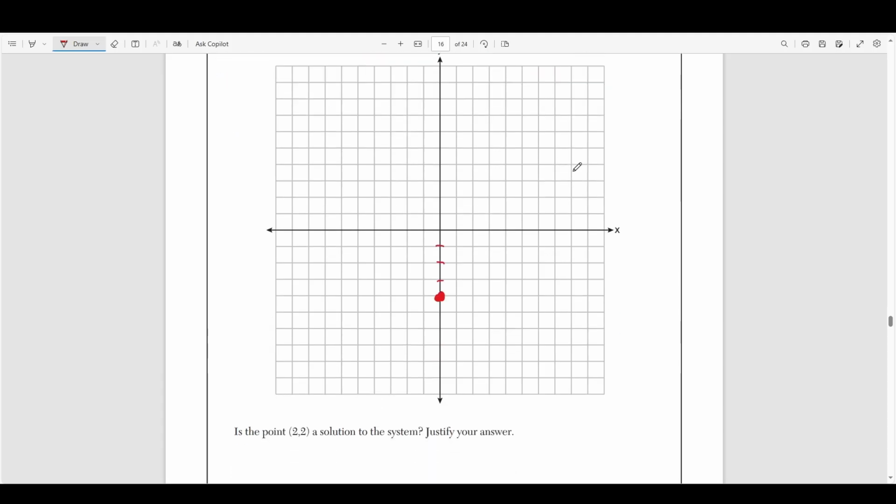So the slope is going to make you go up 3. You're going to go up 1, 2, 3, and it's going to make you run to the right 1. Okay, and you're going to do that opposite to go down: 1, 2, 3 down and 1 to the left. Or you don't even need that extra point.